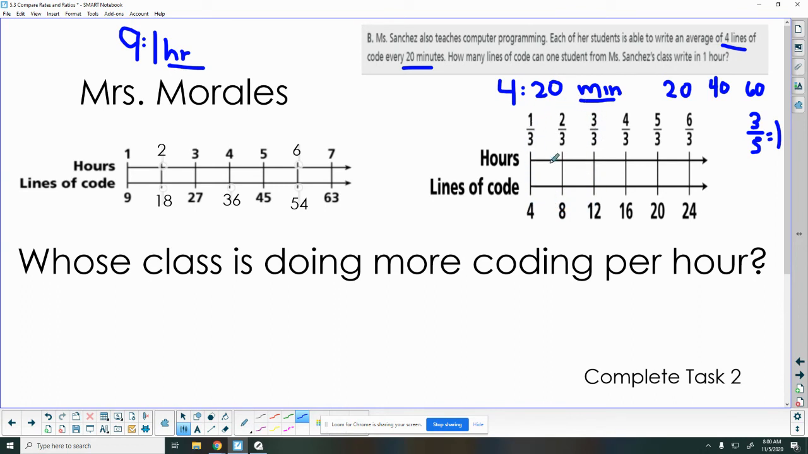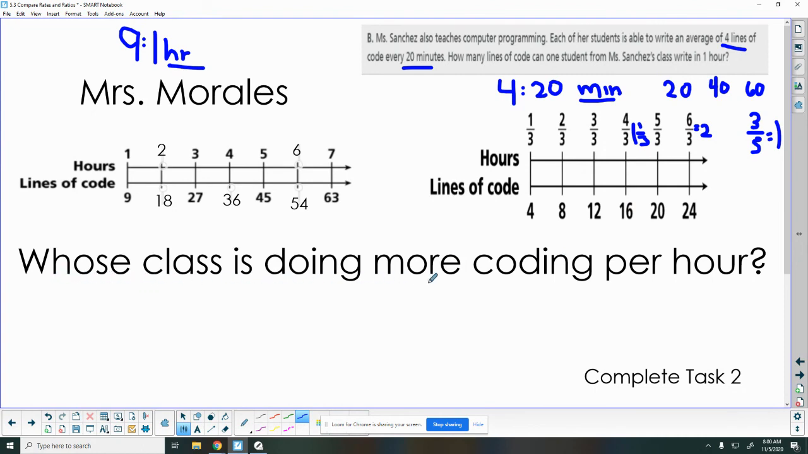So each time just getting 4 more. Then here is 4/3, which is 1 hour and 20 minutes, because it's 1 and 1/3. 1 hour, 20 minutes is 16. 1 hour and 40 minutes is 20 lines of code. And then 6 divided by 3 equals 2. So after 2 full hours, they did 24.